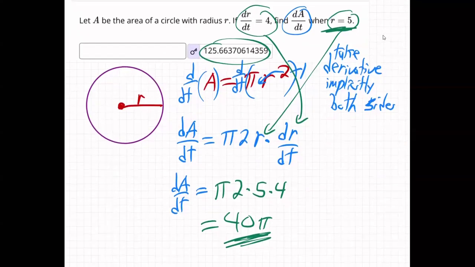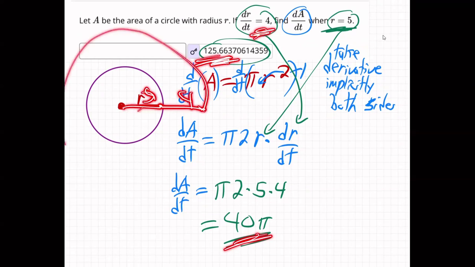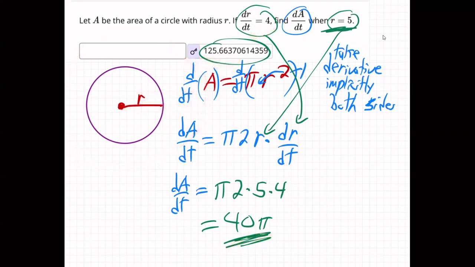So the area is getting bigger by 40 pi, or 125, almost 126 units every minute when the radius gets bigger by 4 units every minute. So if every minute the radius gets bigger by 4, the area gets bigger by 125.6. That's what we just figured out. So there we go.